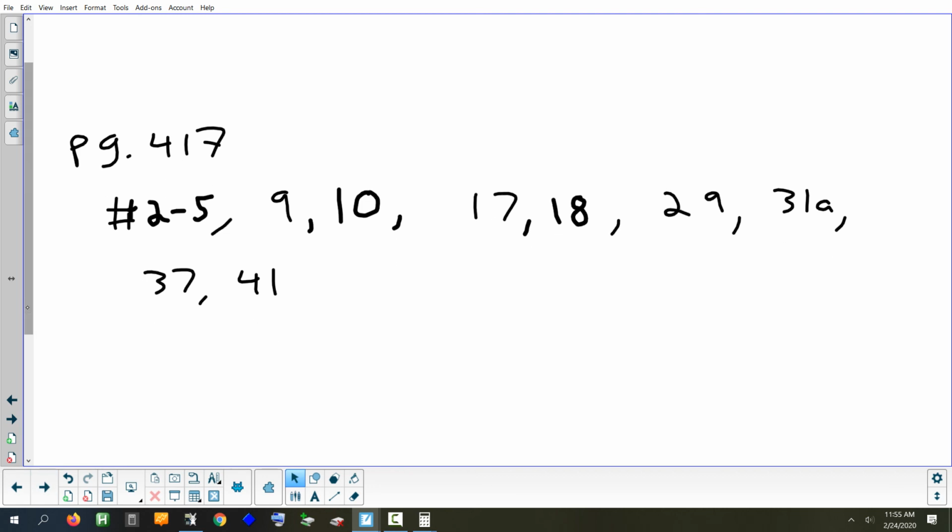Okay, so homework is on page 417. Notice for number 31, I don't want you to do the whole problem. I think it has multiple parts. Just do part of it. So we'll take a look at that tomorrow, and then we'll spend as much time as we need on section 7.6.